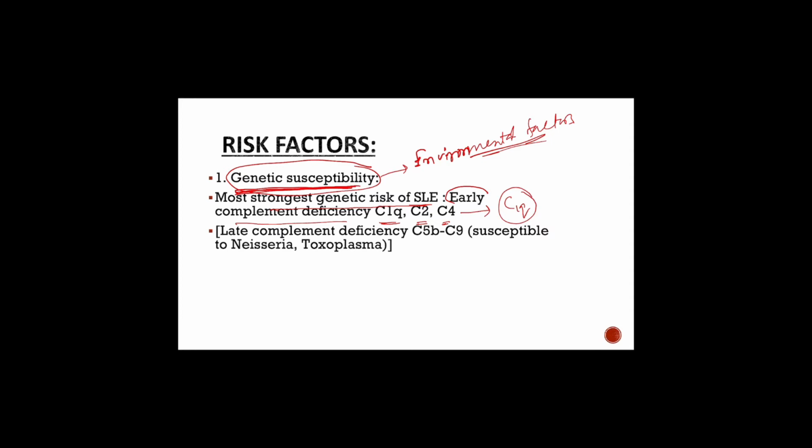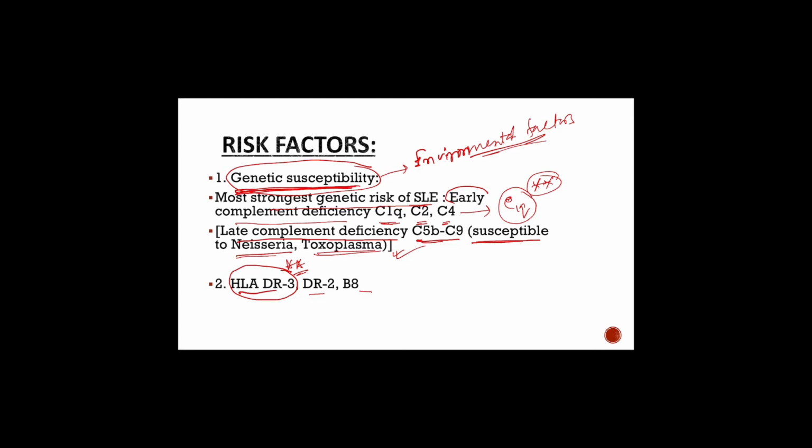Now I will give another fact, that in late complement deficiency, C5b to C9, the person can be susceptible to Neisseria or Toxoplasma infection. You just remember that, because it can come as a question. Okay, so the strongest genetic susceptibility is early complement deficiency, C1q, C2 and C4, and among them C1q is the most important. Okay. Number two, HLA DR3, DR2 and D8. Among these, HLA DR3 is the most important. Okay, you have to remember this.